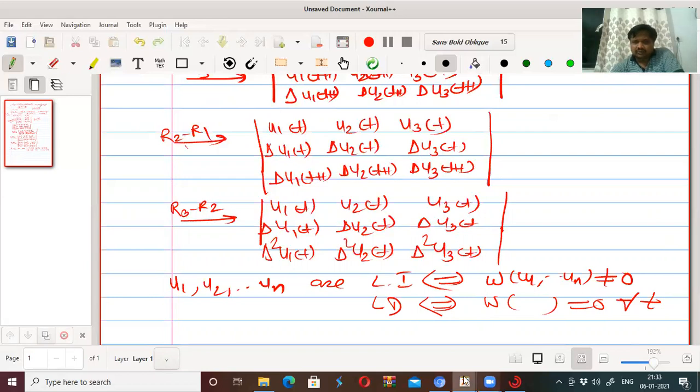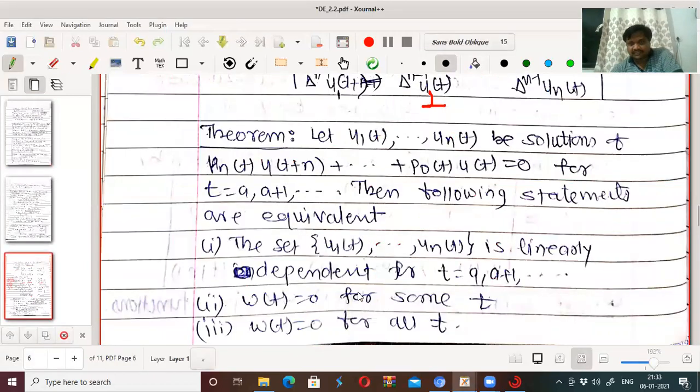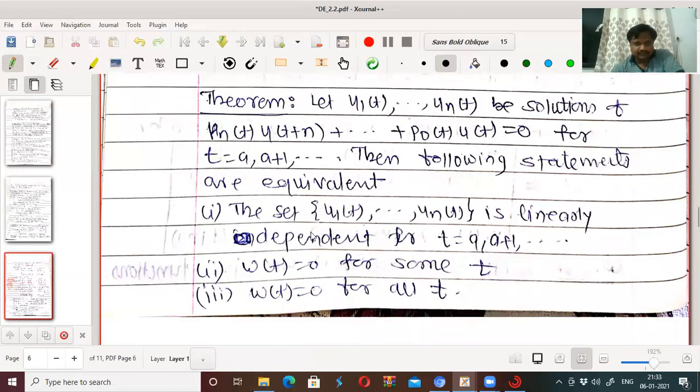The same result we can prove here also. So that is the necessary and sufficient condition for solutions to become linearly independent. So let U1 T up to UN T be the solutions of PN T U T plus N plus up to plus P0 T U T equal to 0 for T equal to A plus 1 and so on. Then the following statements are equivalent. Number 1, the set U1 T up to UN T is linearly dependent for T equal to A plus 1 and so on. Number 2, small W T, that is the Casoratian of U1 up to UN T, is equal to 0 for some T.